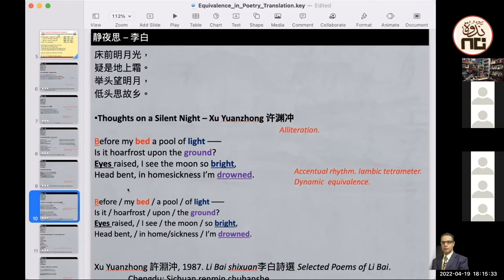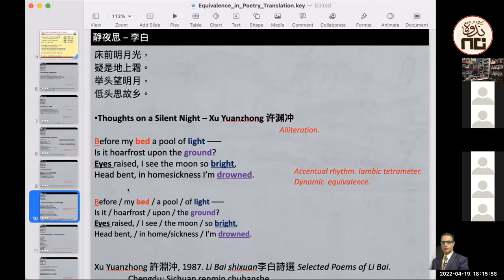I see the moon so bright. Ta-tam ta-tam ta-tam. Head bent. This is a spondee. Both of them receive the stress. Tum, tum. Same as the third line. Eyes raised, head bent. In homesickness, I'm drowned. In homesickness, I'm drowned.